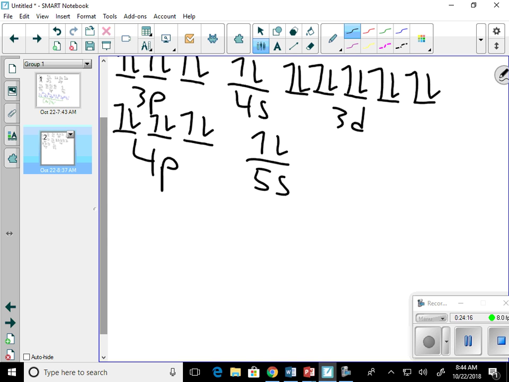Lydia, after 5s, what comes next? So 5s was where strontium, element 38, is. We need to get to yttrium now, element 39. After the s comes what, if we're reading left to right? The d. And what number do we put right before the d? Maybe I'm not saying it right. Remember how we went from 4s to 3d? We go from 5s to 4d. That has to be completely filled.